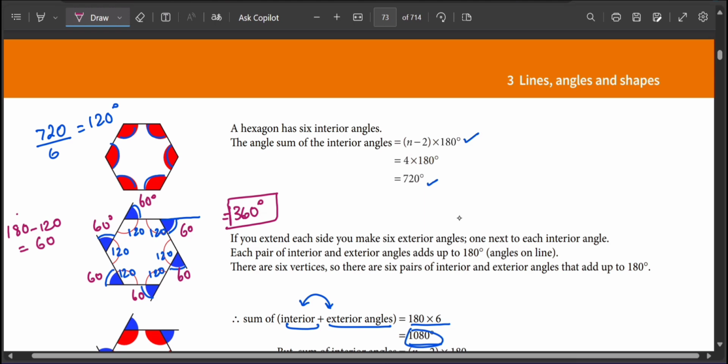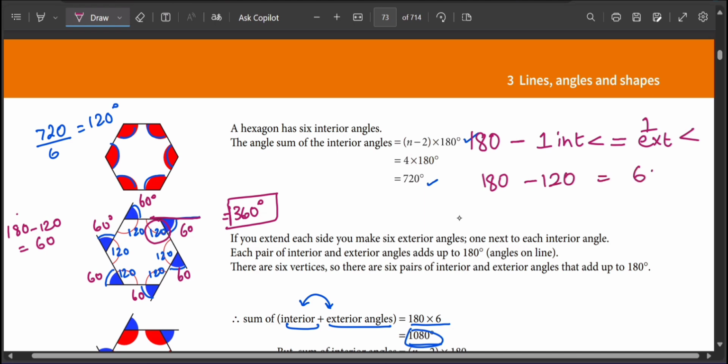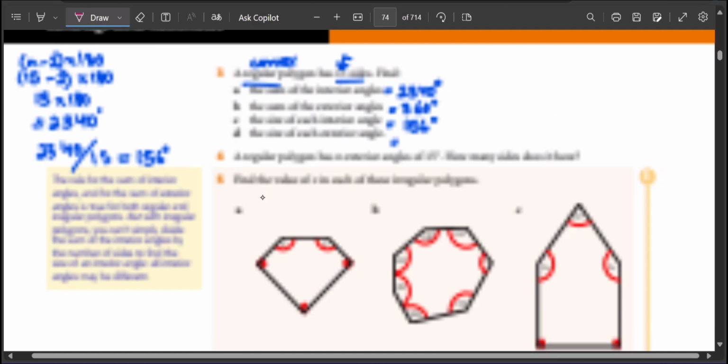But if we have to find only one exterior angle, all we have to do is take one interior angle, which here is 120 in this case, and subtract it from 180 degrees. So 180 minus one interior angle will be our one exterior angle. So you can say 180 minus 120 is going to be 60 degrees. So this is the procedure. I just wanted to remind you about this.